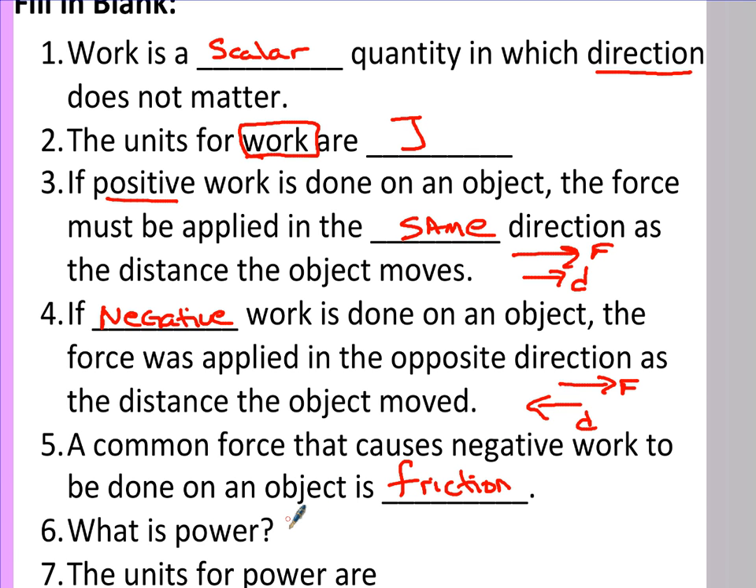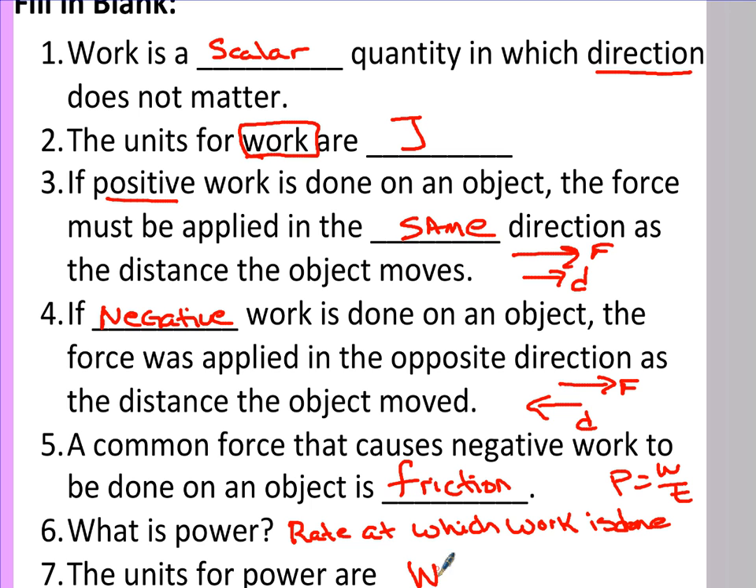What is power? Power is the rate at which work is done. A formula is power is work divided by time. Remember, whenever there's time in the denominator, we're talking about a rate. The units for power are what? You're right, watts. I should have written joules out, shouldn't I? We abbreviate it with J. We abbreviate watts with a capital W. Please, on your test, do not write J-E-W-L-S. I know that's funny, but you won't get credit.